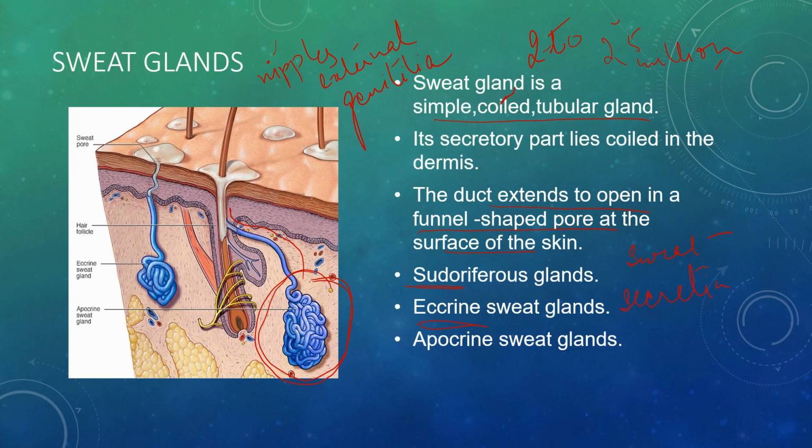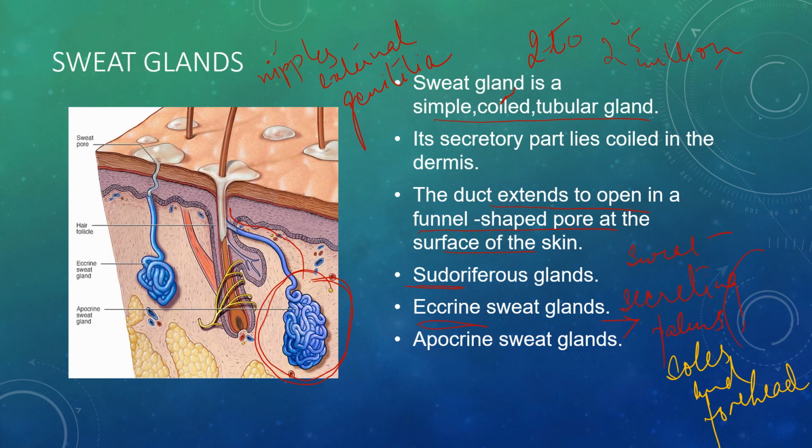So secreting glands is eccrine, and we can say that these sweat glands are far more in number and are particularly abundant in the palms, soles and forehead. So these secreting glands are mainly present in the palms, soles and forehead. Is it clear?